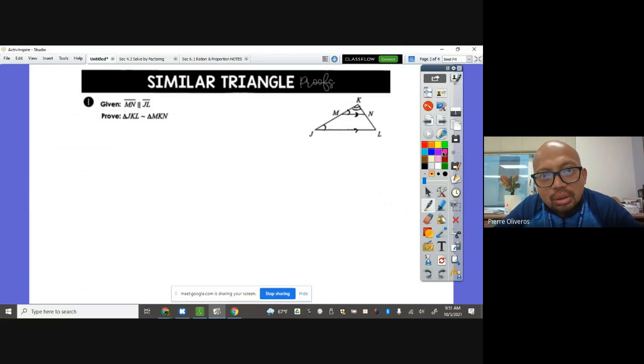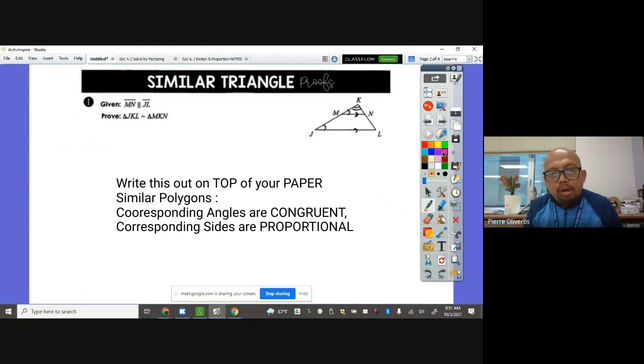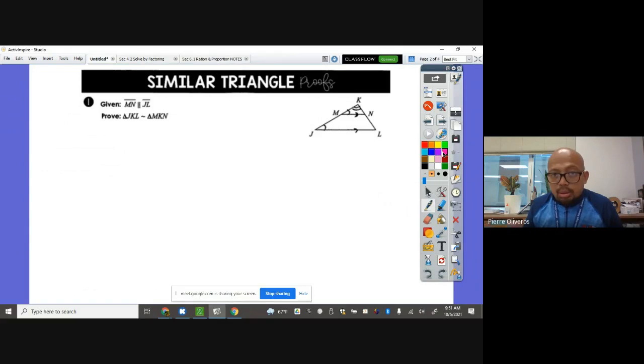This is Mr. O, and today we're gonna try to prove similar triangles. We're gonna apply the two-column proof in proving similar triangles. Remember that similar triangles need to have corresponding angles that are congruent, and the corresponding sides must be proportional. We can prove that two triangles are similar using AA similarity, SSS similarity, or SAS similarity. Again, the angles must be congruent and the sides must be proportional.